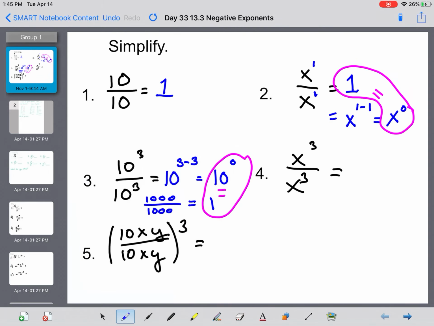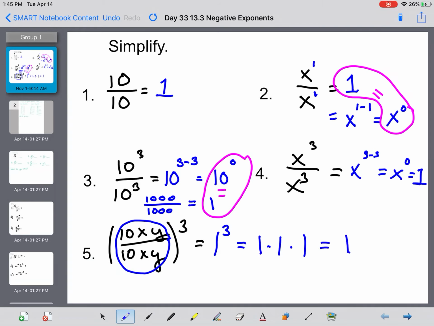Let's look at number 4. Same idea, same base, so we can go ahead and subtract the exponent. So this is x to the 0, but we know anything divided by itself is going to be equal to 1. So maybe we can use that information to help us with number 5 here. Notice inside of these parentheses, that is the exact same thing. So anything divided by itself is 1. 1 to the third power, remember, is equal to 1 times 1 times 1, which is equal to 1. So again, all 5 of these had the exact same answer of 1.